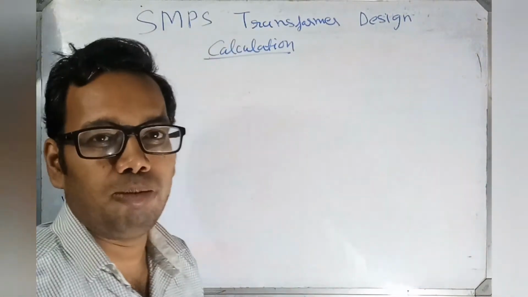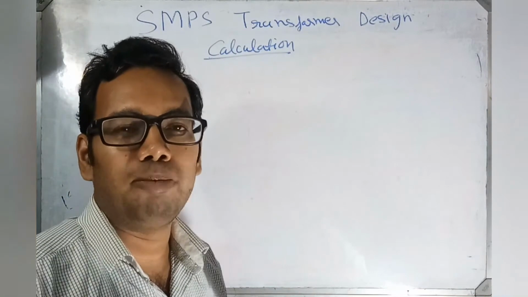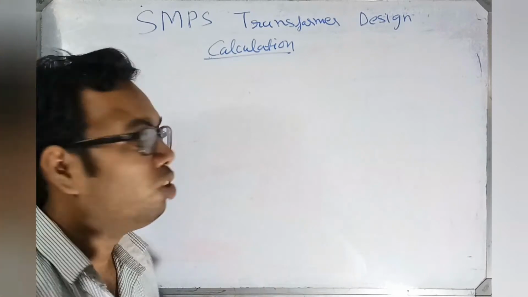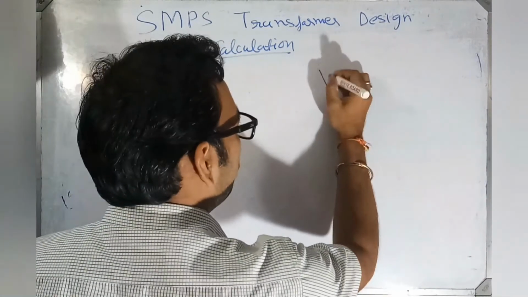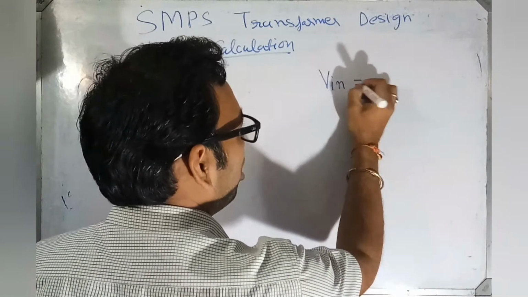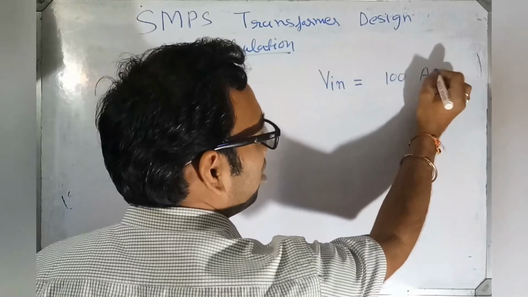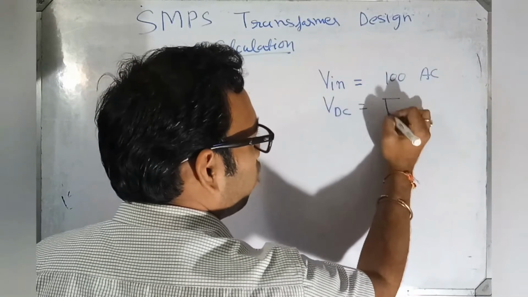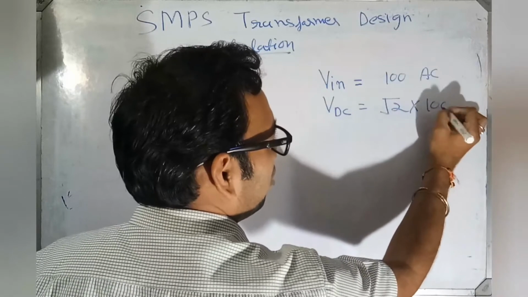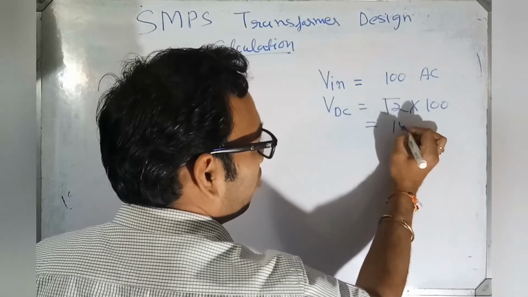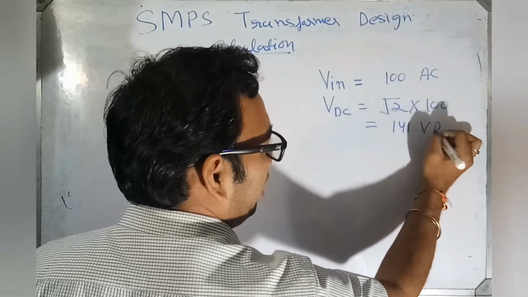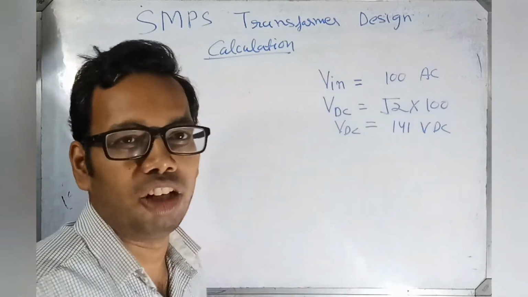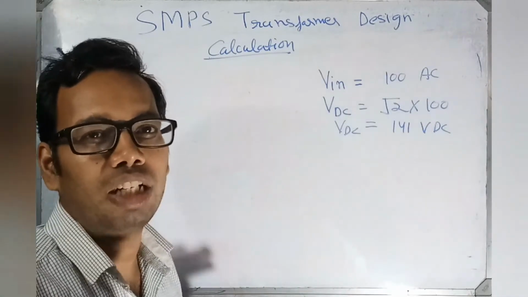To design the transformer, I will explain how we have to calculate the number of primary turns and secondary turns. Let us assume my transformer input voltage is 100 volt AC. So the DC value, VDC is equal to √2 multiplied by 100. Let us assume this came to 141 VDC. This is my DC voltage. Here you can use 230 volt also, depending on your input supply.